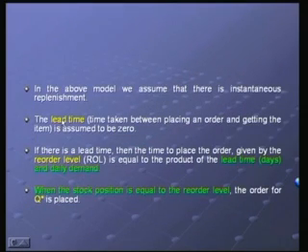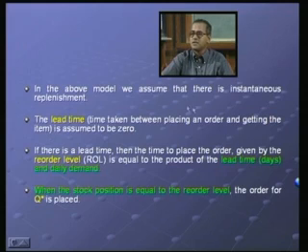Now, there is something called the lead time, which is the time taken between placing an order and getting the item. Because of instantaneous replenishment, the lead time is 0 in this example. But if there is a lead time, then the stock position at which the order is placed, called reorder level, will be equal to the product of the lead time and the daily demand. In this deterministic model, the lead time into daily demand would give the reorder level or the stock position at which an order is to be placed. So, when the stock position reaches the reorder level, the order for Q star is placed.